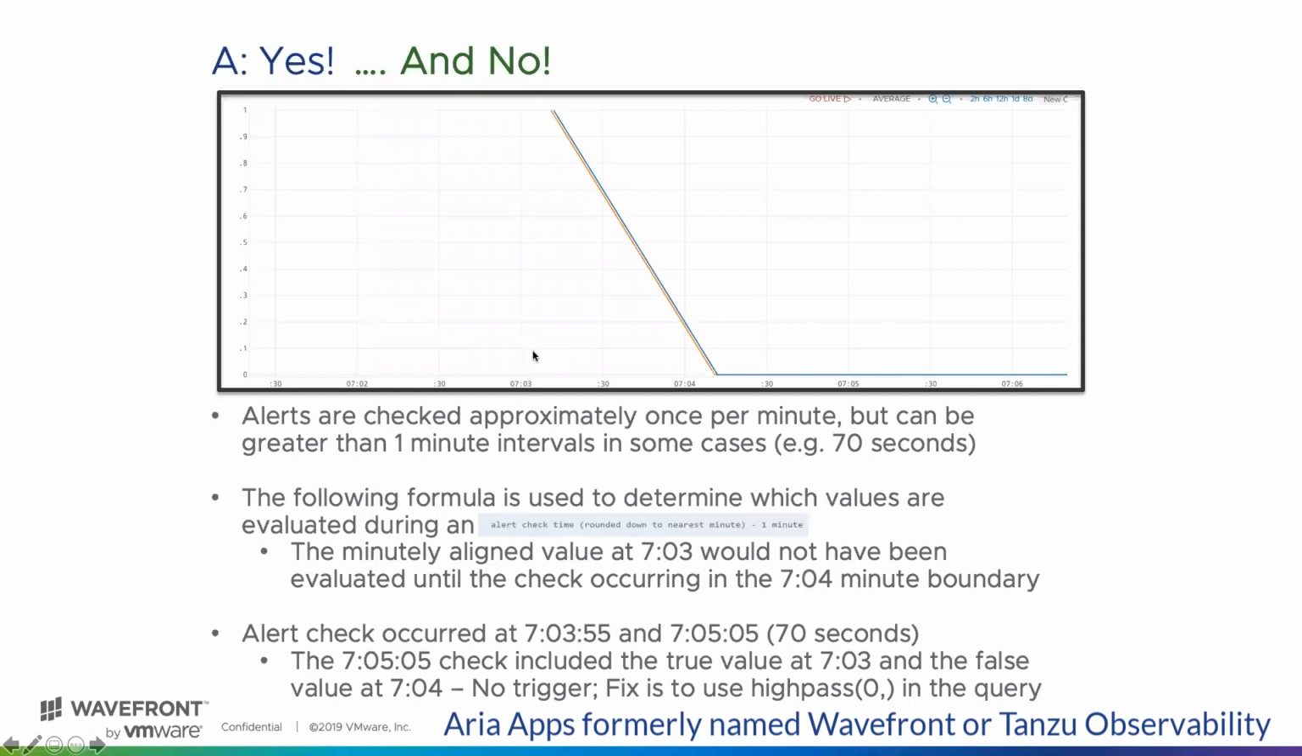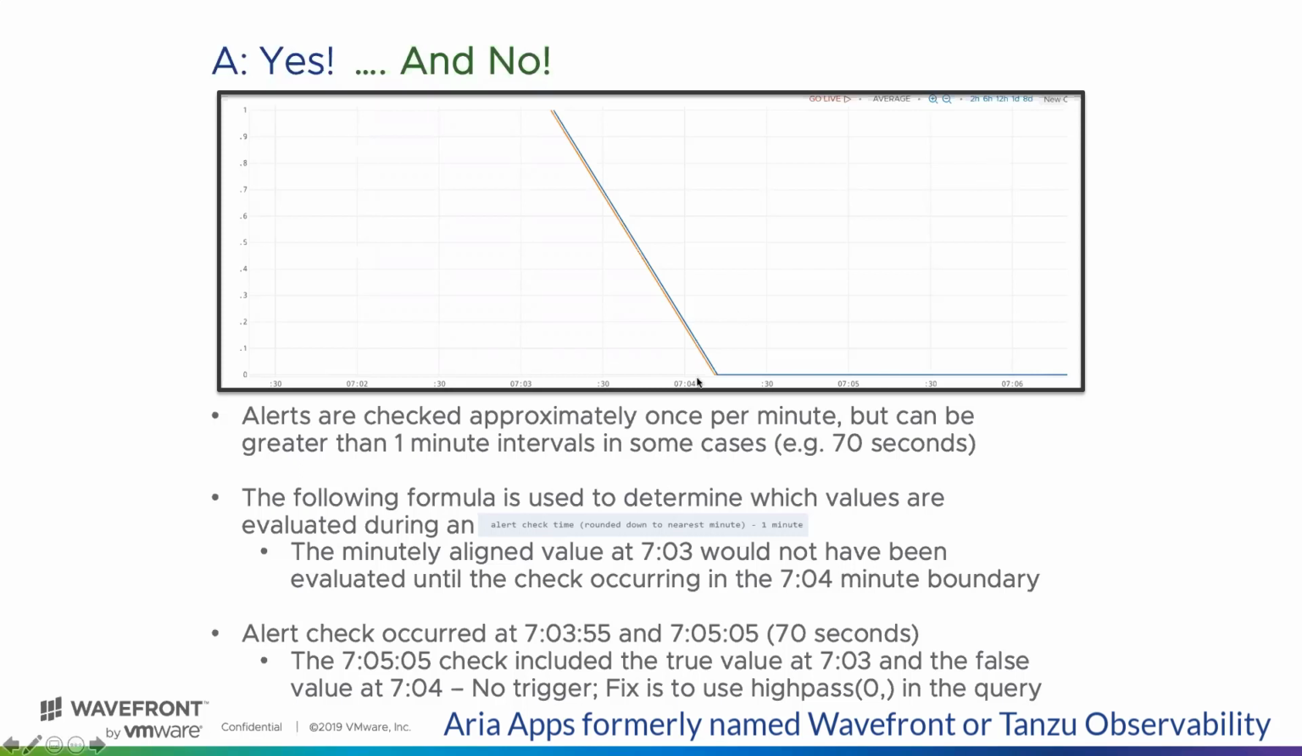Instead, we are trying to check each alert once a minute, but one alert might be getting checked at 7:03 and 10 seconds, and the next one's getting checked at 7:03 and 45 seconds, and they're aligned like that. A really subtle thing happened in this case, where the alert was actually only checked every 70 seconds instead of every 60. And by a strange twist of fate, that caused it to not fire, even though it probably should have.